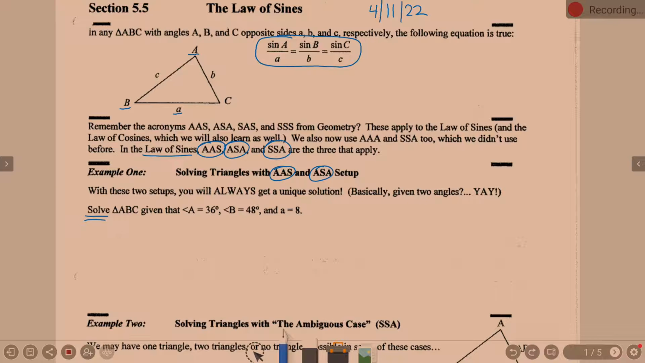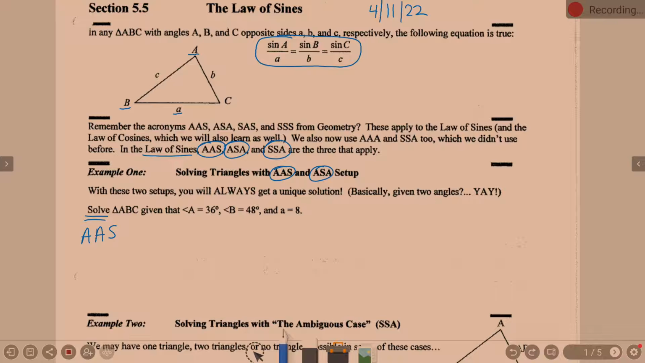What are they giving us? Are they giving us angle, angle, side, or angle, side, angle? You guys have to help me out here. Angle, angle, side. Angle, followed by side, right? So this is an example of an angle, angle, side setup.